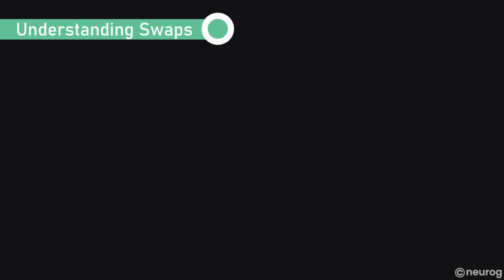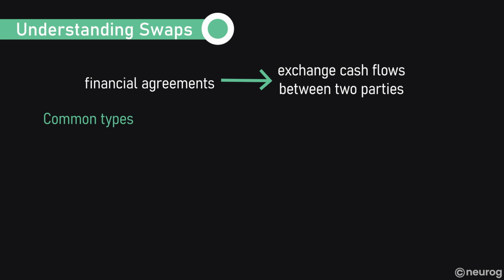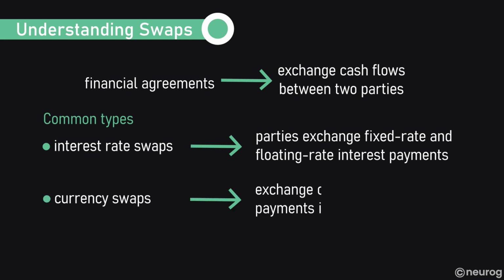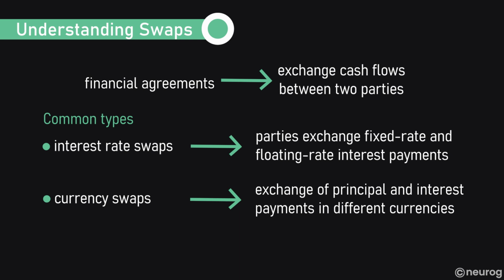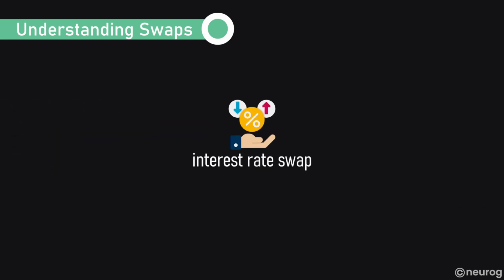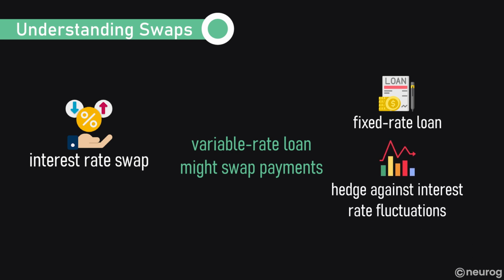Swaps are financial agreements to exchange cash flows between two parties. Common types include interest rate swaps, where parties exchange fixed rate and floating rate interest payments, and currency swaps, involving the exchange of principal and interest payments in different currencies. For instance, in an interest rate swap, a company with a variable rate loan might swap payments with another company that has a fixed rate loan, effectively allowing both companies to hedge against interest rate fluctuations.